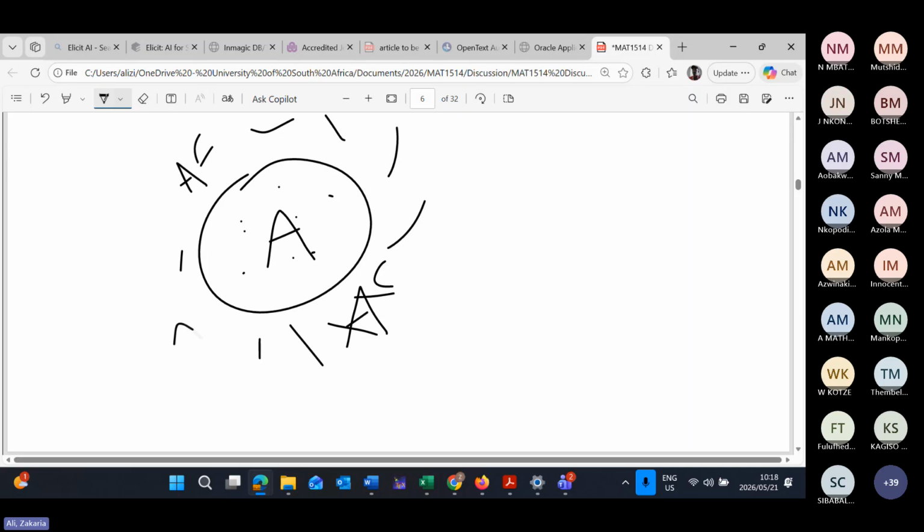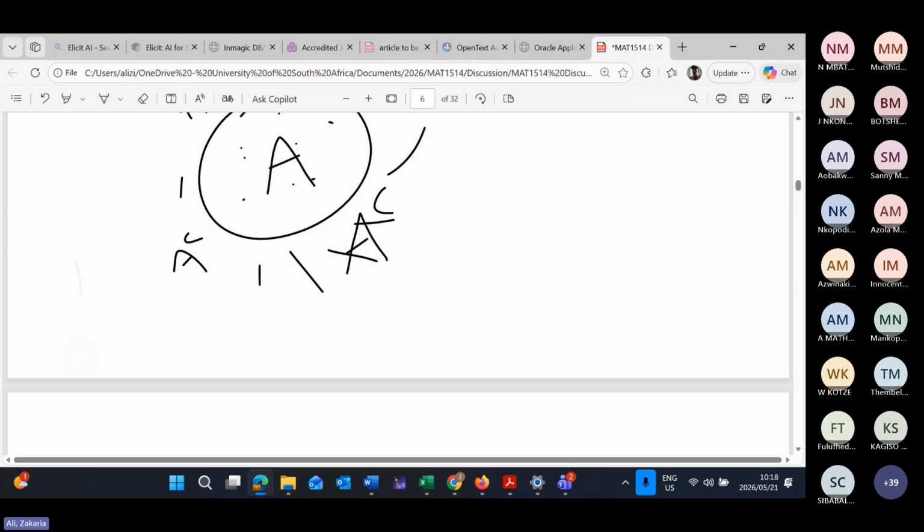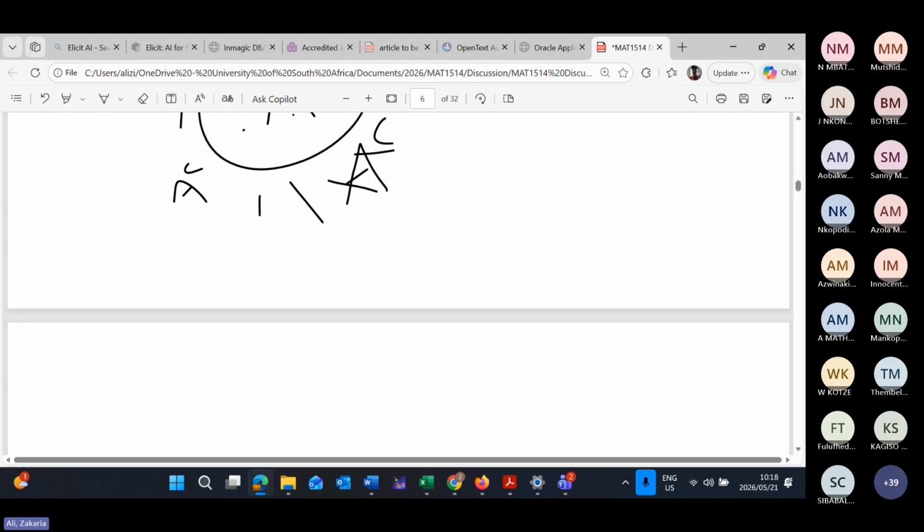So everywhere you can write complement of A is everywhere. That's the complement of A. Now the question is, where is the A intersection, another set, and where is also the union?